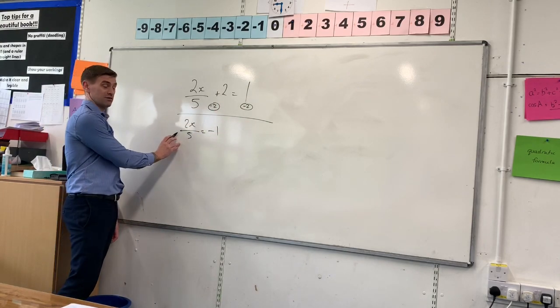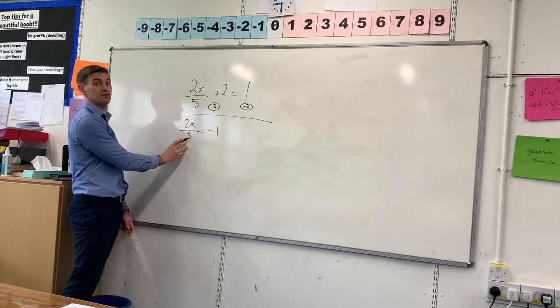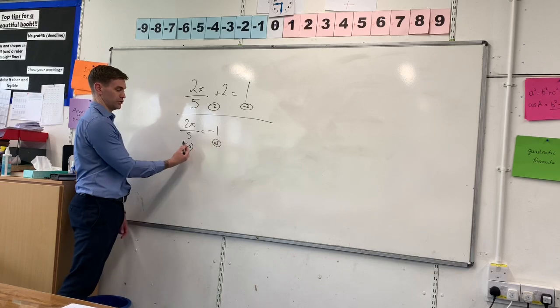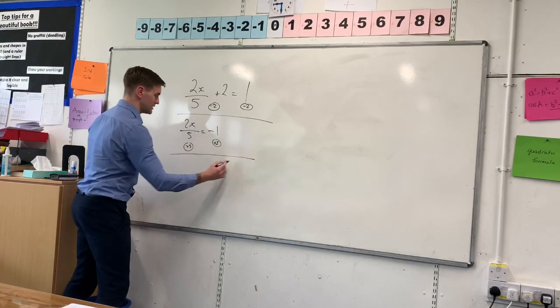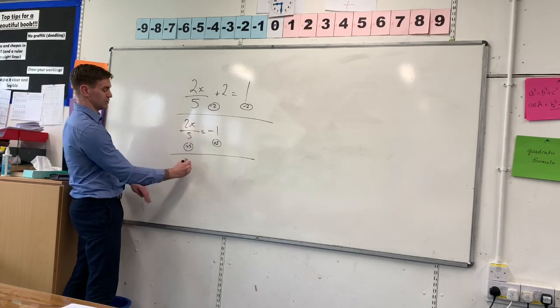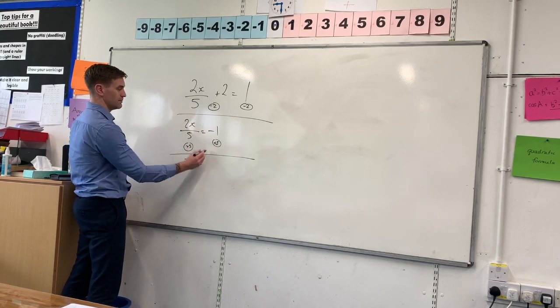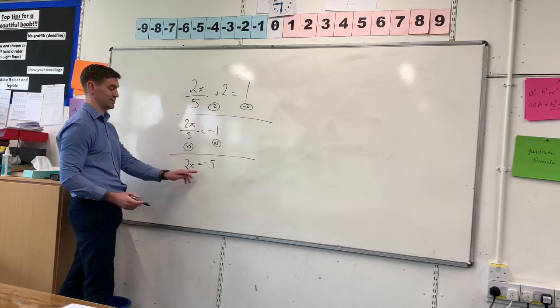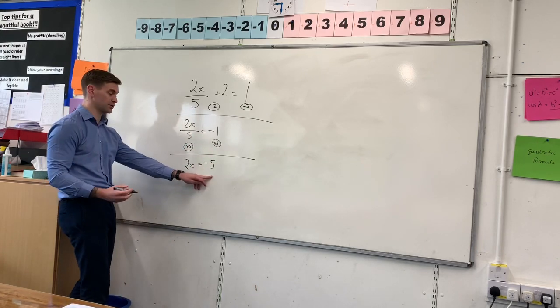Okay, next up we need to get rid of this divide by 5. Opposite of divide by 5 is times by 5, thank you. And what I do to one side I do to the other. That then leaves me with, remember, timesing that just cancels it out. So it leaves 2x by itself. Minus 1 times 5 is minus 5. Okay, negative times a positive is a negative. So 2x equals minus 5.